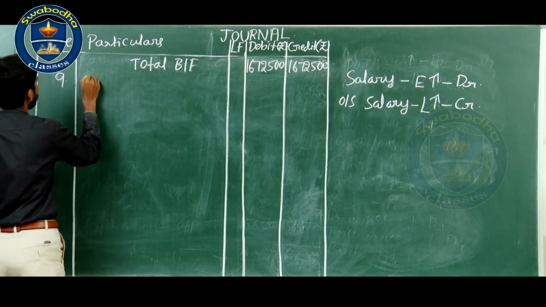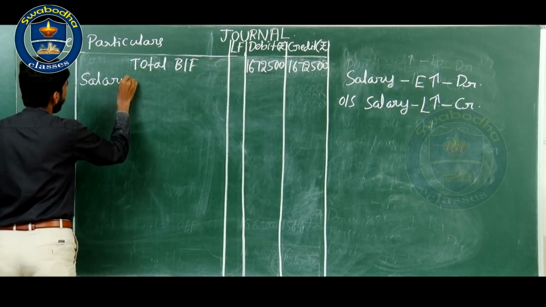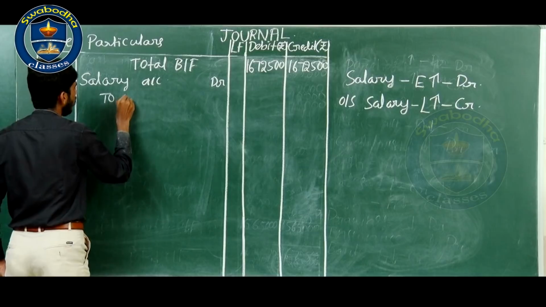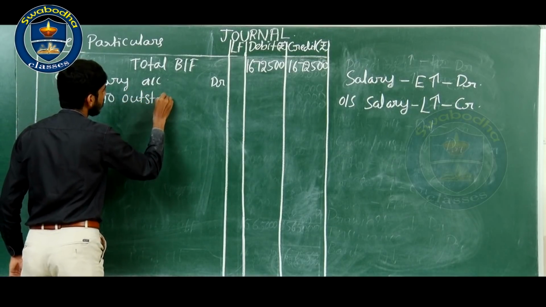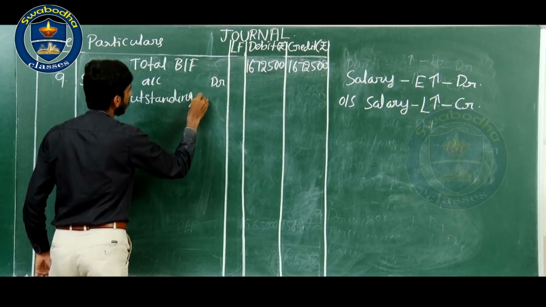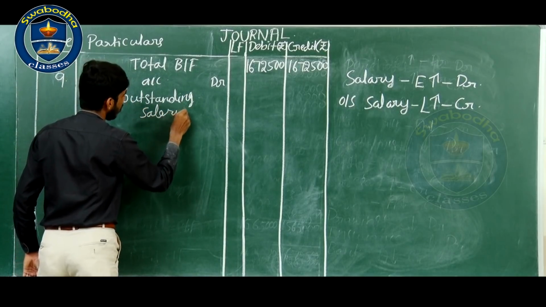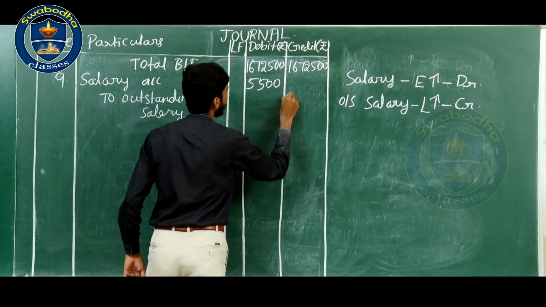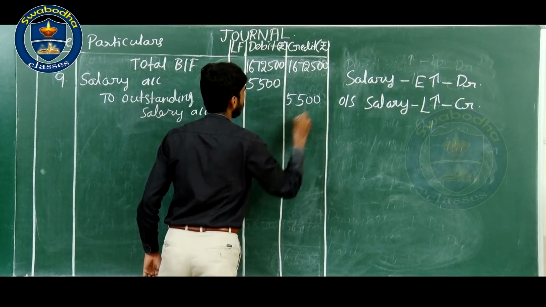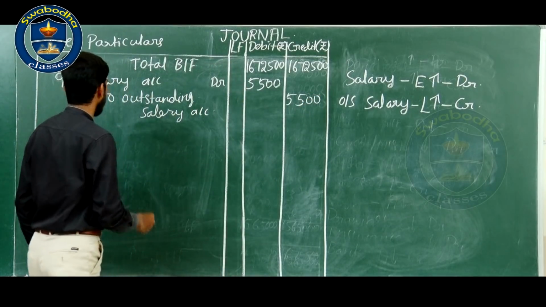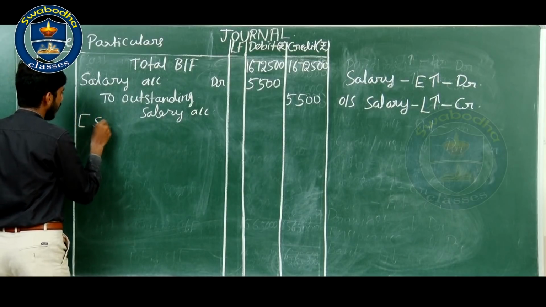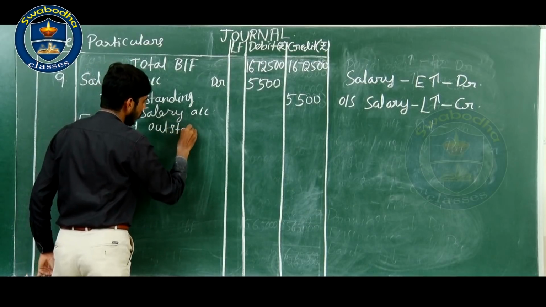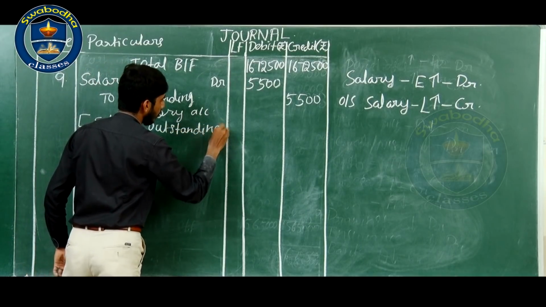Ninth transaction, salary account debited to outstanding salary account. Amount is 5,500. Write the narration. Salary outstanding. That means you have not yet paid.